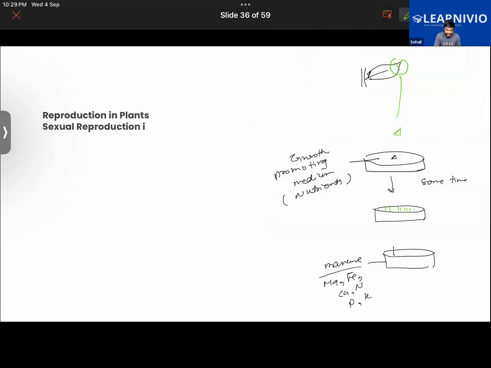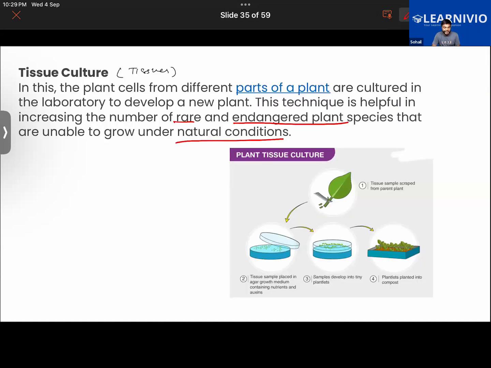So what is the advantage of tissue culture here? We are able to grow lots of plants from just a tiny sample of the plant. This method is effective particularly in protecting endangered species of plants. Do you guys understand what an endangered plant is?